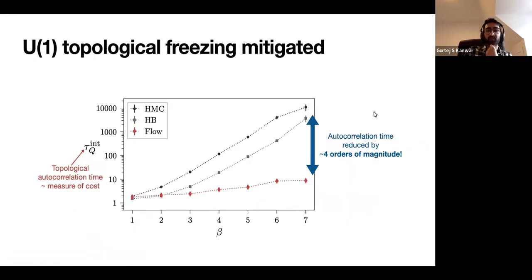But with just one plot, I want to highlight the results that we've achieved. So applying this in a U1 gauge theory, which does experience topological freezing in 2 dimensions, this was already sufficient. This model with gauge equivariance and translational equivariance was already sufficient to make significant reductions in the autocorrelation time of the topological charge, which again was some measure of the cost of how many steps it requires to get an independent sample, by on the order of 4 orders of magnitude for the largest coupling parameters that we used. So this did show quite a bit of promise and make significant impact in the U1 case.